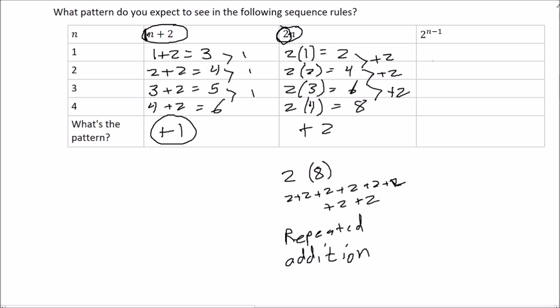Okay, now let's go on to this last one. How does that work? In this one, when we plug in a 1, we end up with 2 to the 0 power, which is 1. And then we get 2 to the first power, which is 2. And then we get 2 to the second power, which is 4. And 2 to the third power, which is 8. So what is the pattern? Looks like each time we're going to be multiplying by 2. So we're multiplying by 2 each time.